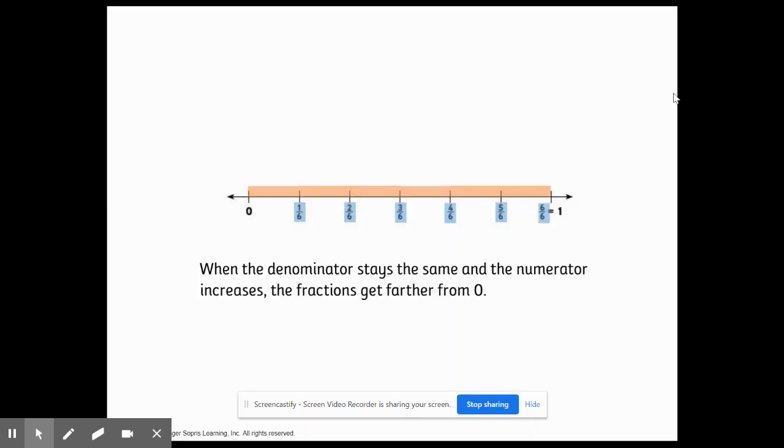Notice that when the denominator, the bottom number of the fraction, stays the same and the numerator increases, the fractions get farther away from zero.